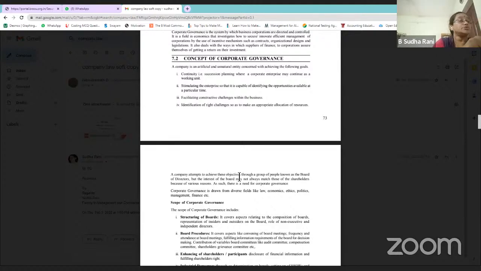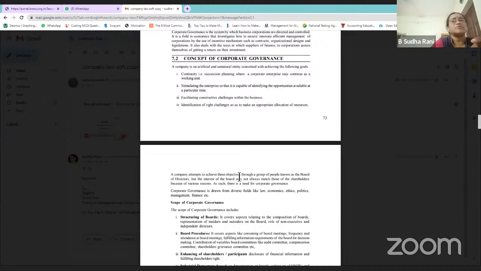To produce, or to give promotion, or to improve the quality, or to reduce the price, or the material. Which is the challenge to reach your major goal? Identify that and allocate the resources accordingly. This is again a concept of corporate governance. So a company attempts to achieve these objectives through certain people, that is a board of directors, as we discussed.